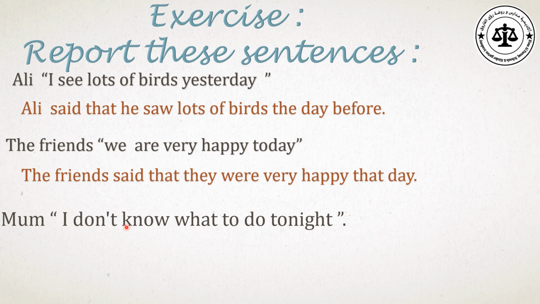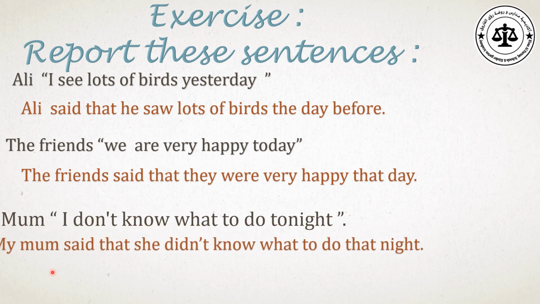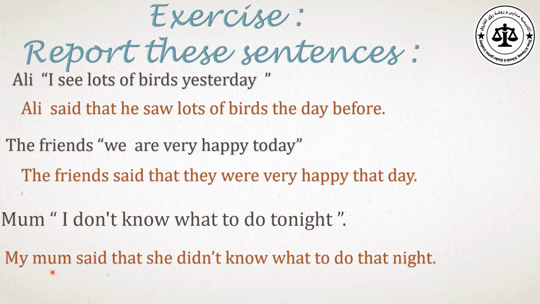The third sentence, Mom: I don't know what to do tonight. So the indirect speech: Mom said that she didn't know what to do that night. We changed the pronoun I into she, don't into didn't, and tonight into that night. So these are the changes that we have to do in indirect speech.